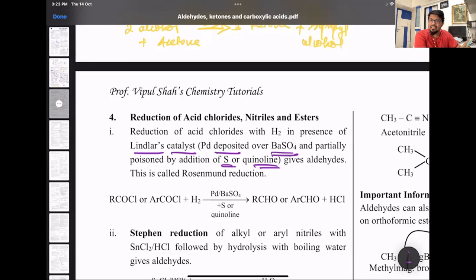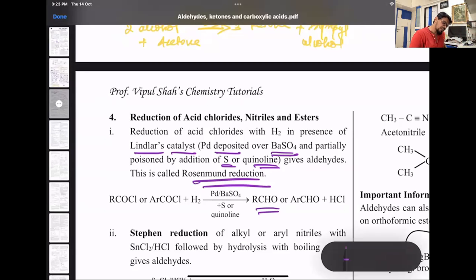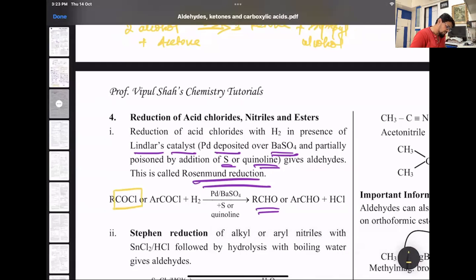The logic of poisoning it is so that you prevent the further reaction. This is called the Rosenmund reaction, where an acid chloride, or an aromatic acid chloride, with hydrogen and palladium in the presence of barium sulfate gives the respective aldehyde. So you can convert the COCl group to CHO group. That is the main part. Please understand the logic of the groups so that you know Rosenmund: COCl gets converted to CHO. And if you add further hydrogen normally, what will happen? Aldehyde should have been reduced to primary alcohol, but that does not happen because you are poisoning the catalyst to prevent the further reduction.